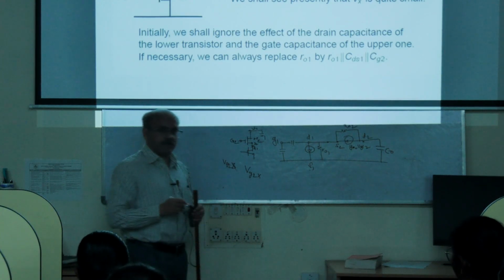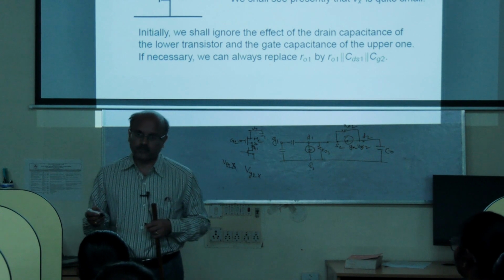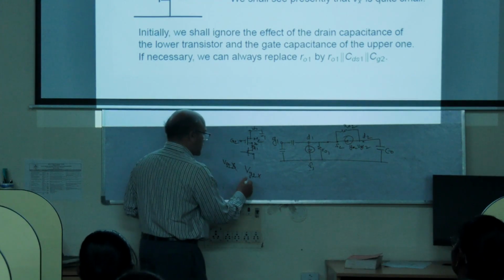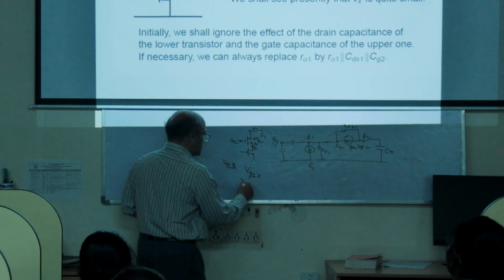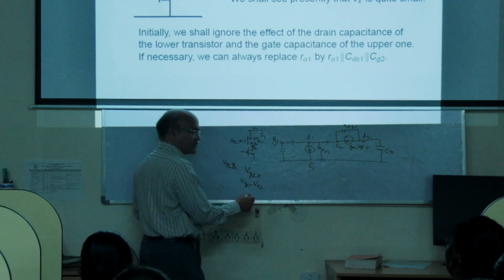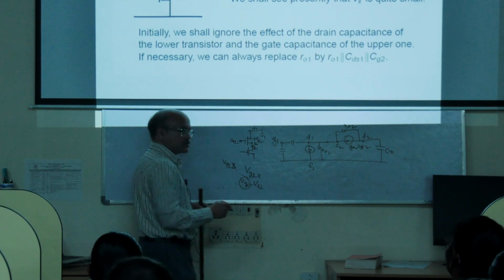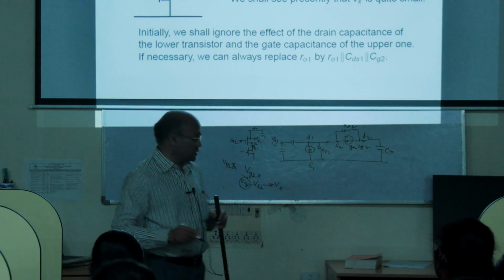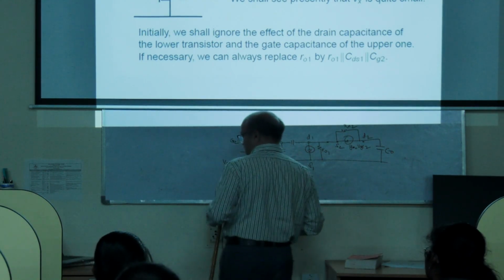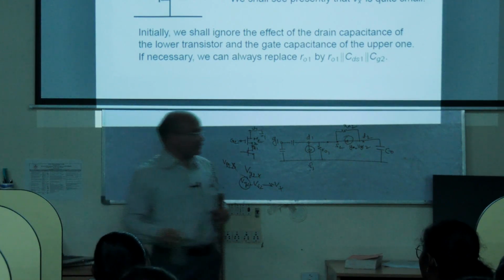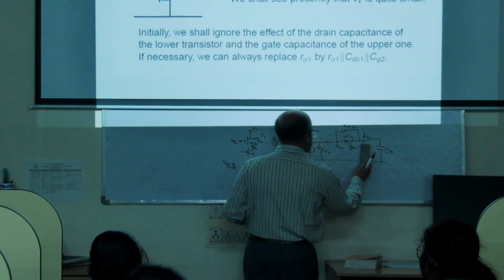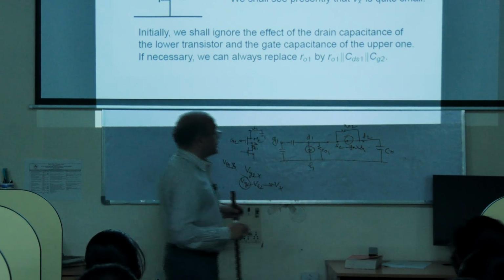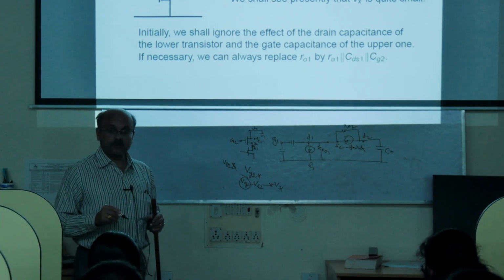But what is VGS2? Actually VG2 minus VS2, right? So that VG2 is 0, so it is VG2 minus VS2. S2 is X here. This is 0, so it's minus VS2 or minus Vx. Am I right or not? So if you permit me, I will write this VGS2 as minus Vx. So this is minus GM2 Vx, minus GM2 Vx.